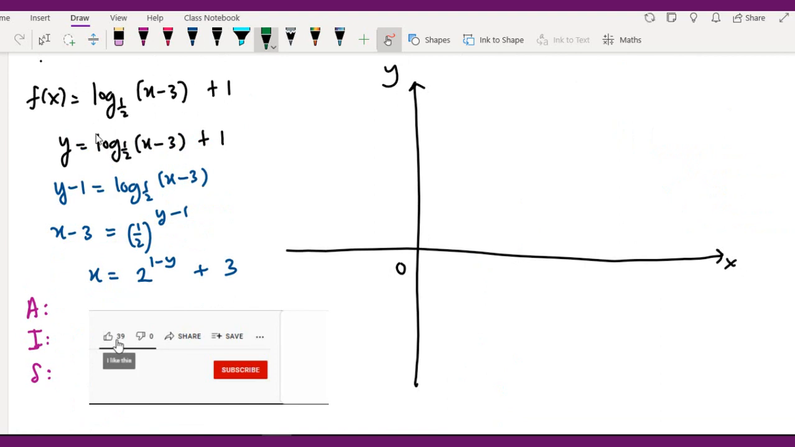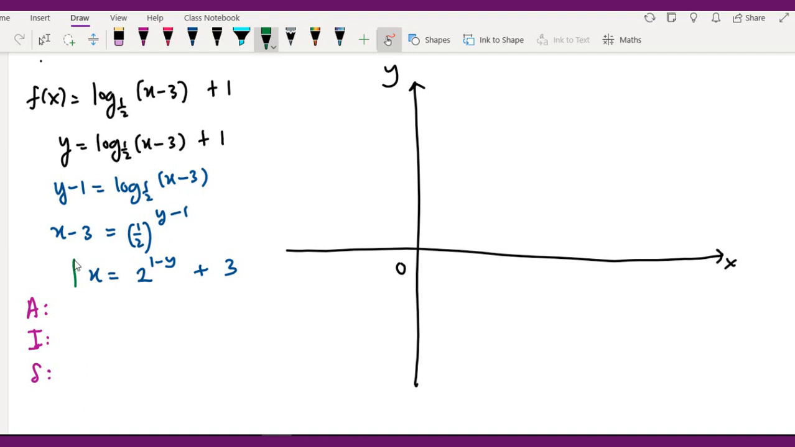The second example, given this function, change to y equals log (x minus 3) to the base half, plus 1. And then change to this type. Change to x as a subject to exponential function. And from here, as you can see, this is x, 3. So the asymptote is x is equal to 3.